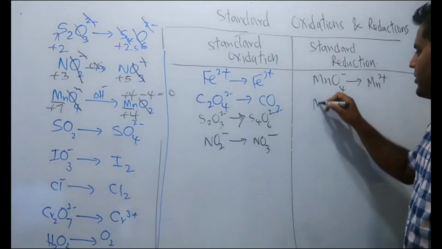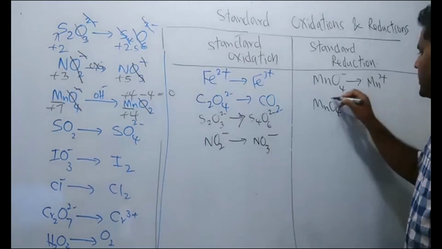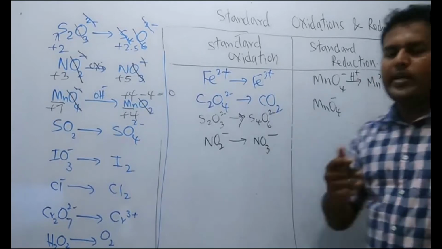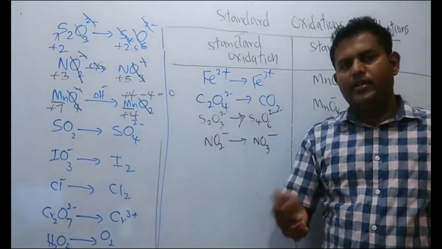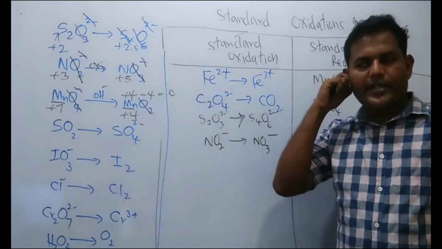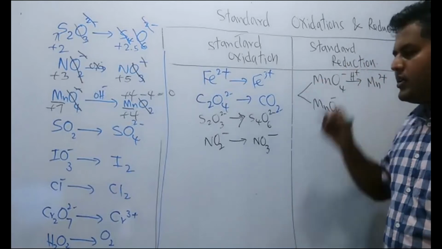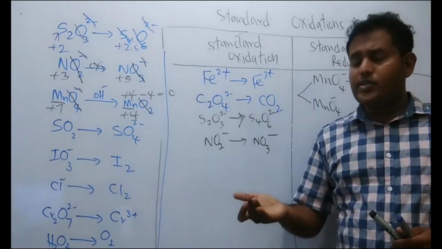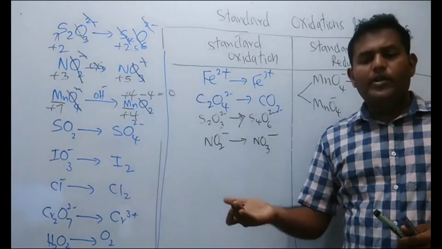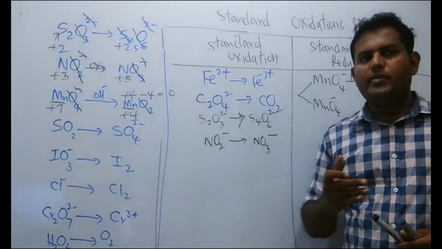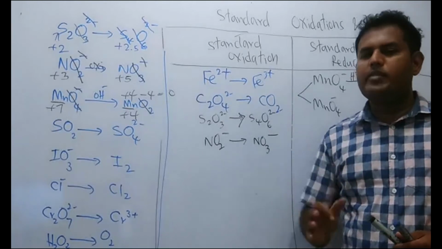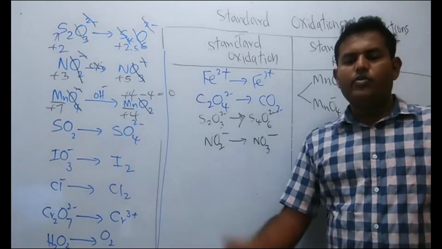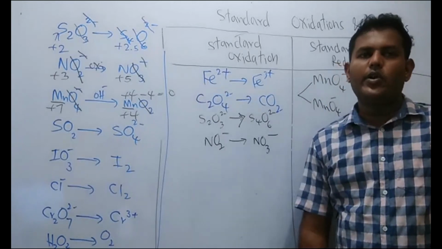You write it here. MnO4 minus is in acidic medium, so mention H plus. You have two mediums, acidic medium and basic medium. Only this equation is different. Permanganate reduces to Mn2 plus in acidic medium. Permanganate reduces to MnO2 in basic medium. Other than this species, all the other reactions are common for acidic and basic both. We don't want to worry about them.